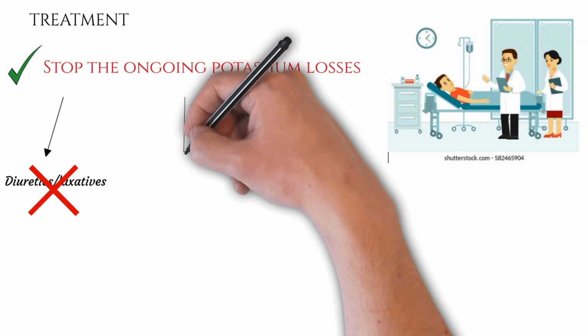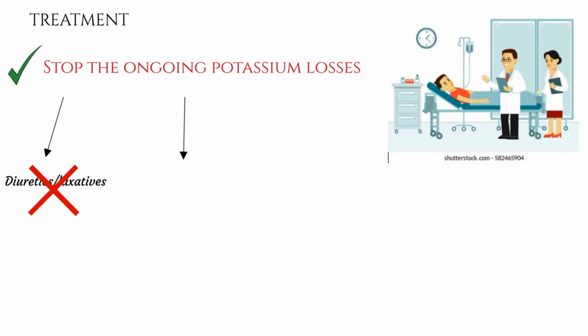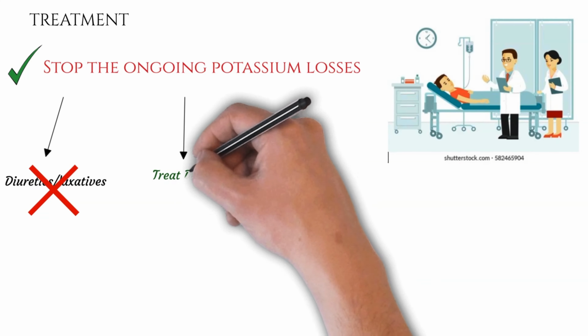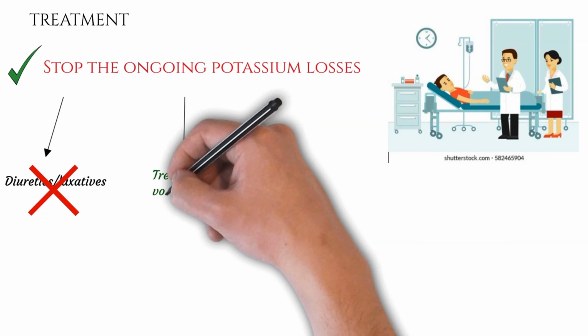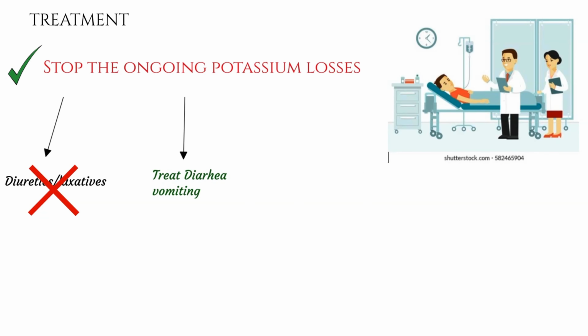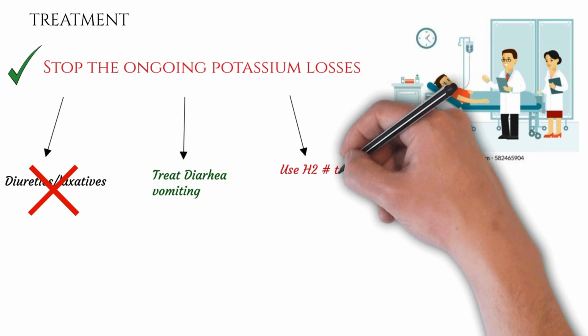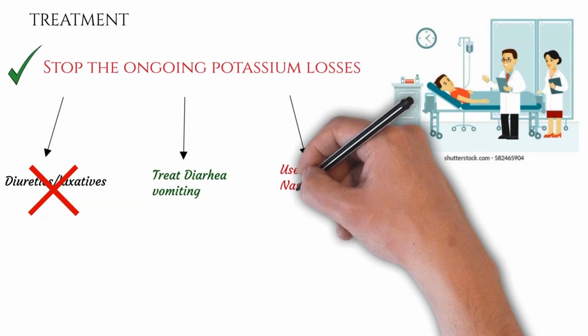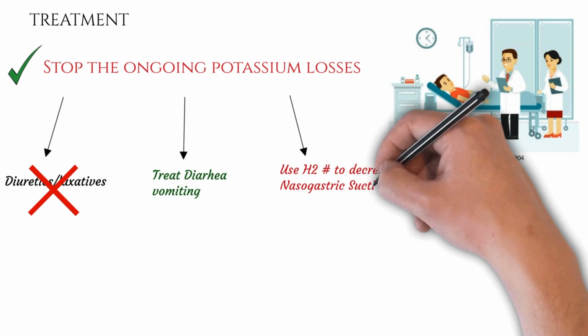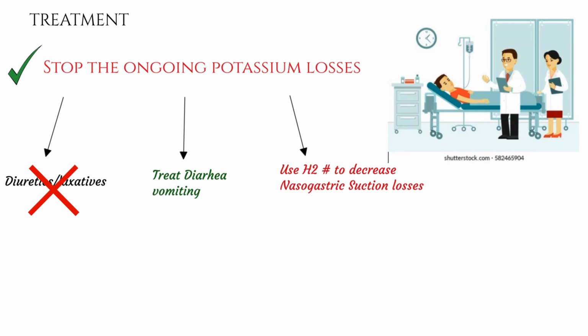As already discussed, you know that the GI tract is a very good source of potassium, so you have to treat the diarrhea and vomiting because it will cause loss of potassium. Your doctor will also recommend you to have an H2 blocker such as ranitidine to decrease the nasogastric suction losses, which will eventually decrease the potassium loss.